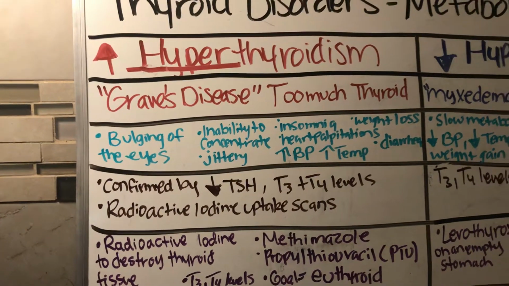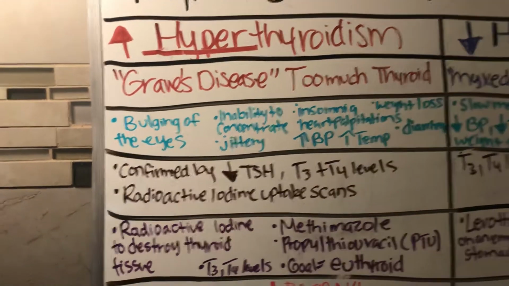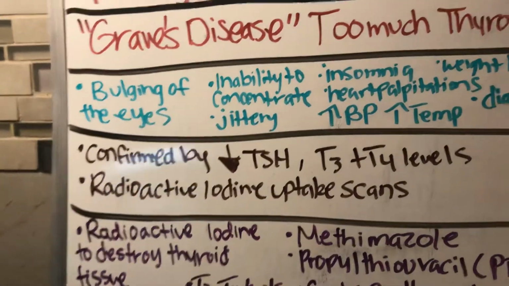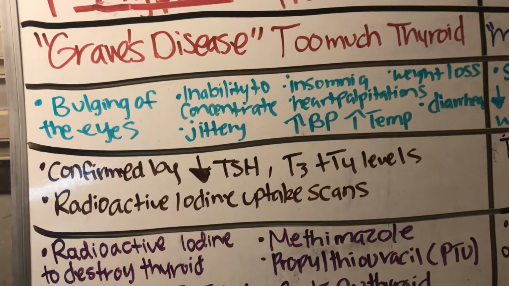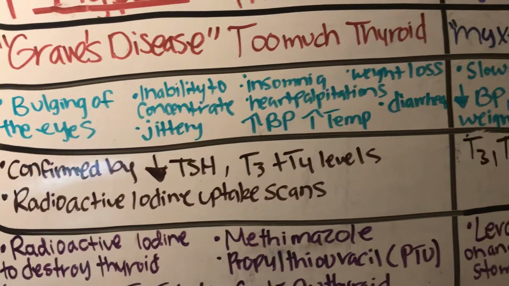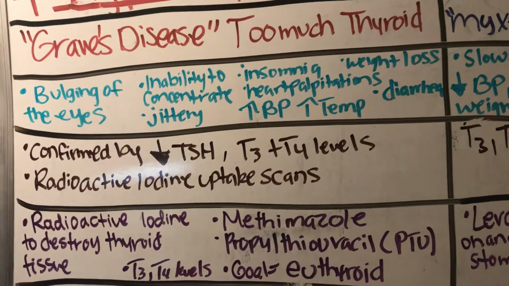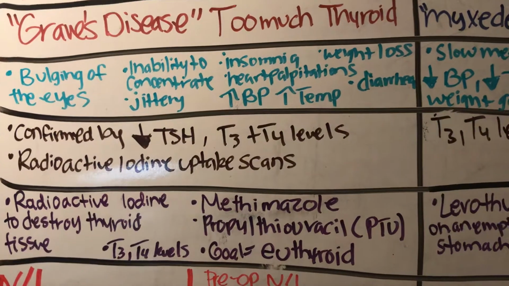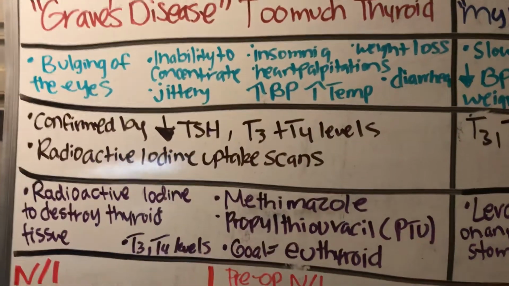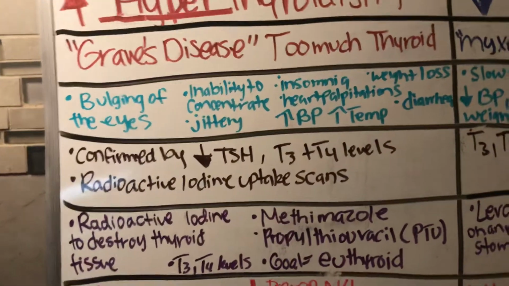So they're going to have an increased metabolism. So you're going to see bulging of the eyes. They have the inability to concentrate. They're jittery. They may have insomnia, heart palpitations, an increased blood pressure and an increased temperature, weight loss and diarrhea because things are moving fast in their system.